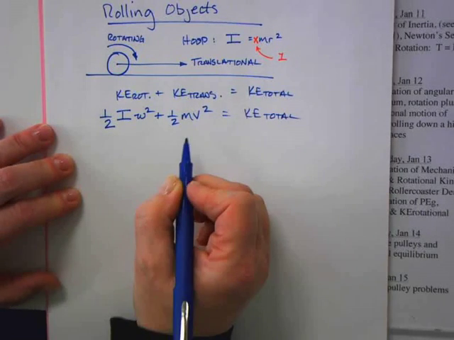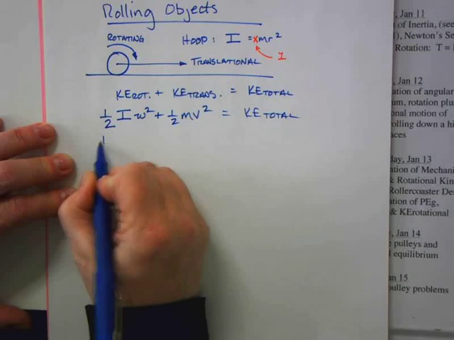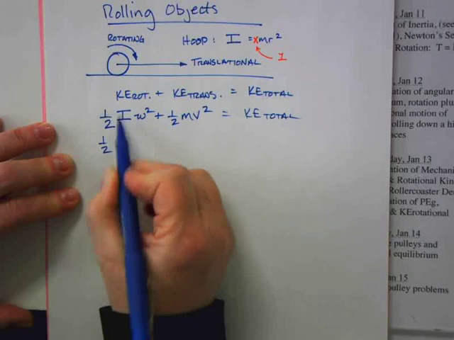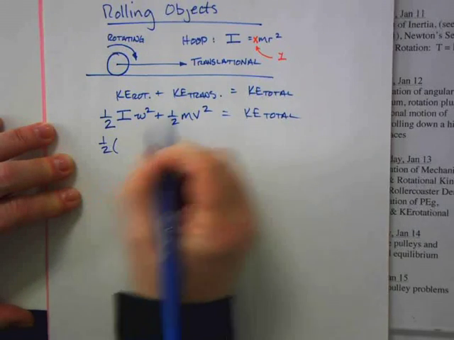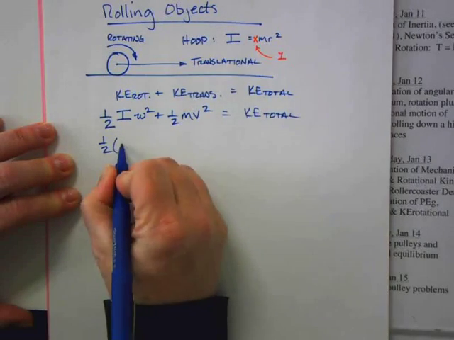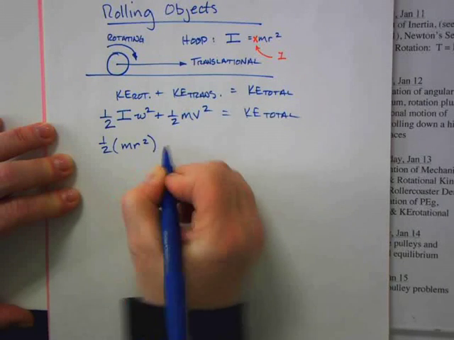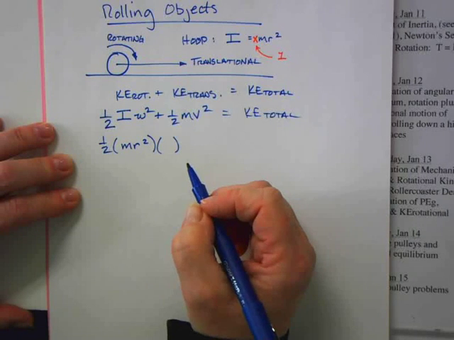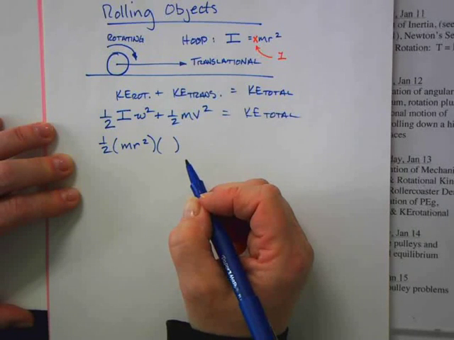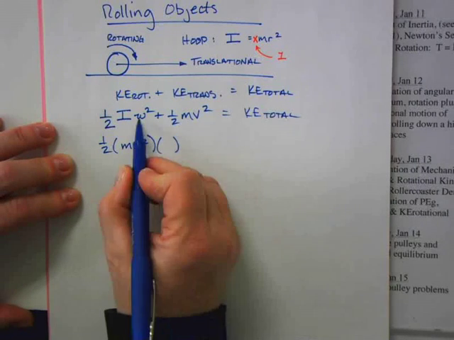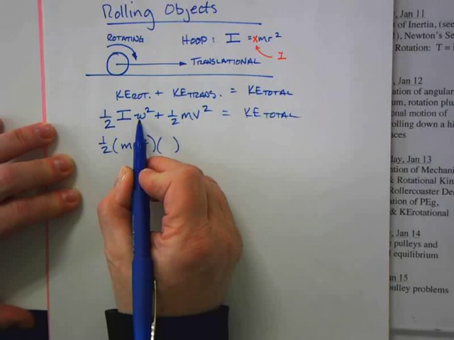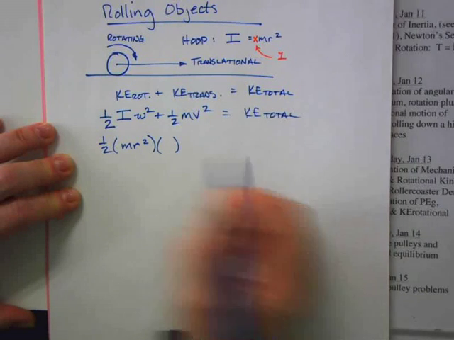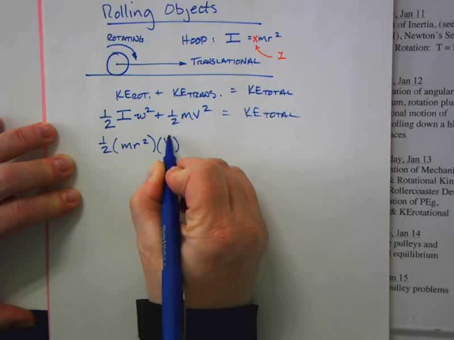Now we can simplify this a bit and put it all in linear terms by substituting the formulas for these two variables. So I for a hoop is just mr squared. And then look on the board and tell me what we can substitute for the omega. It's in purple. V over R, thank you.